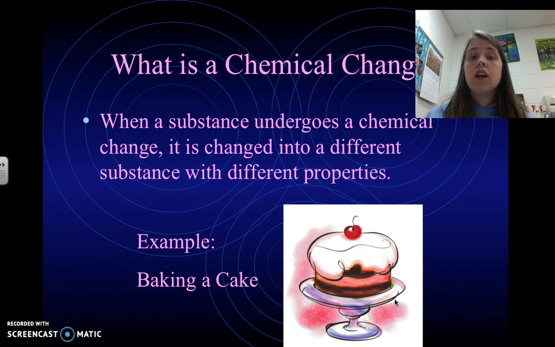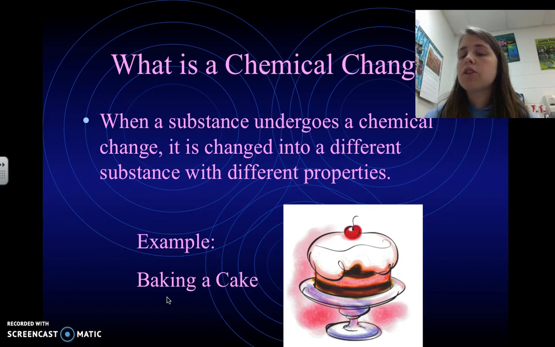A chemical change is when a substance will undergo some sort of chemical change where you're changing one thing to another thing. So one thing with certain physical and chemical properties to a different thing with certain chemical and physical properties. So an example would be baking a cake. You start with all these different ingredients that all have their own individual physical and chemical properties, and you combine them into this cake. Now that fully baked cake has its own physical and chemical properties that are different than the ones from the ingredients. So that would be going through a chemical change.